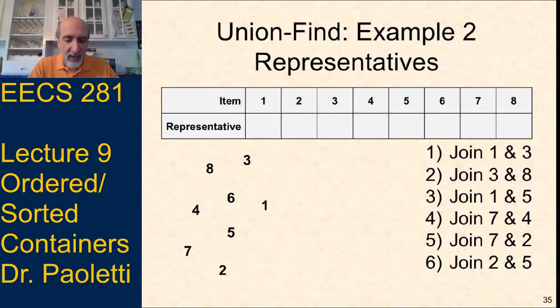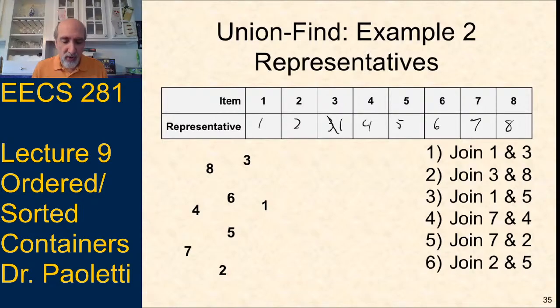Now, initially, everybody is their own representative. 1, 2, 3, 4, 5, 6, 7, 8. So I ask 1, who's your representative? It says 1. 3, who's your representative? It says 3. Oh, you have different representatives? That was fast. You can be unioned. Well, now I've got to say, everybody who thinks 3 is their representative, change your representative to 1.